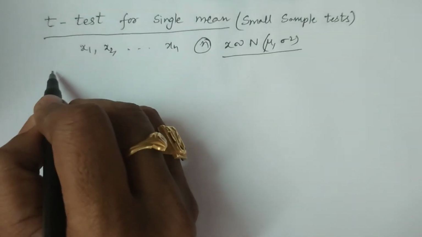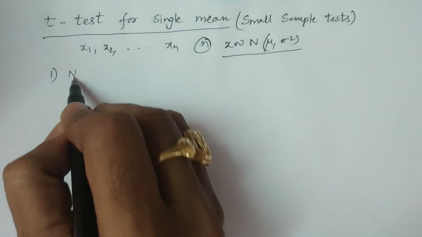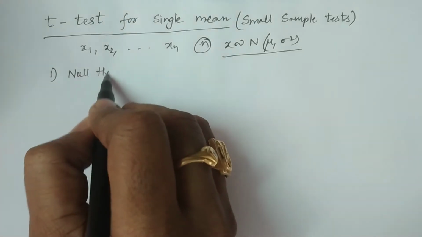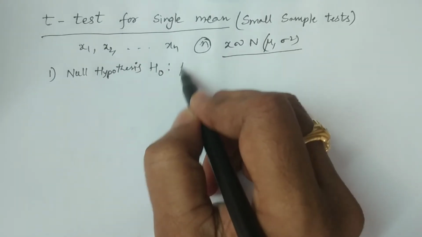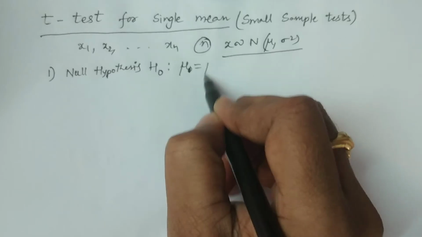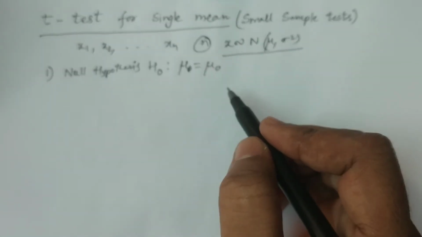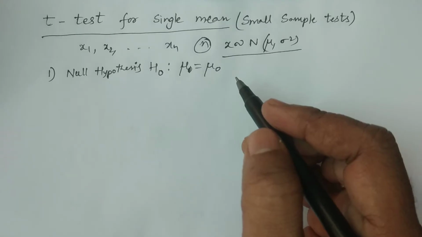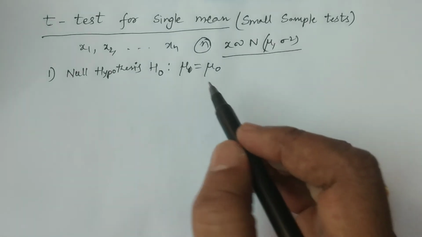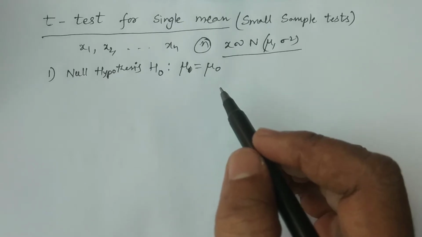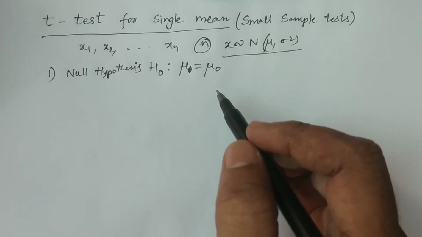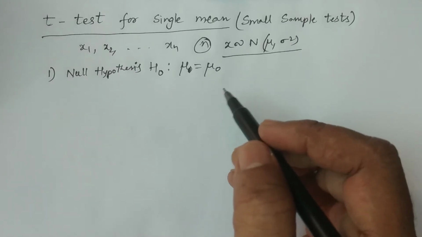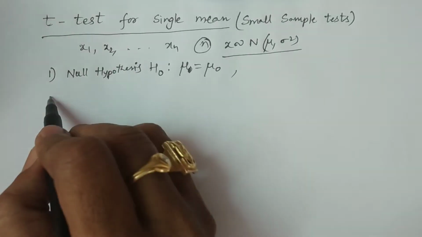If you consider one by one the points, first point, the null hypothesis. I'm considering H naught: mu is equal to mu naught. That is, the sample is drawn from the normal population. That is one statement we can consider. Second, there is no significant difference between the sample mean and the population mean. These are the two statements we can consider.